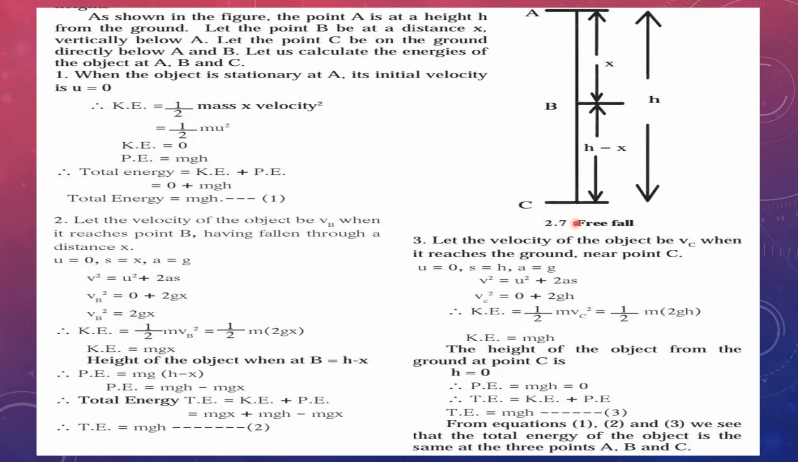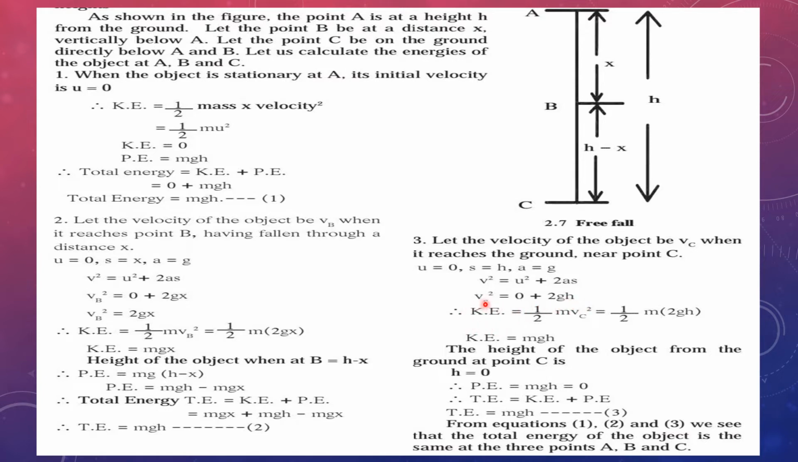Now we are going to calculate the energy of the object at point C. Let us take the velocity of the object at point C to be vc. Now again u is equal to 0, AC is equal to the distance covered, that is equal to h. Height is h and therefore the total distance covered is also h. a is equal to again g. Again apply the formula v square is equal to u square plus 2as. Replace u is equal to 0, a is equal to g, AC is equal to h. We get vc square is equal to 2gh.